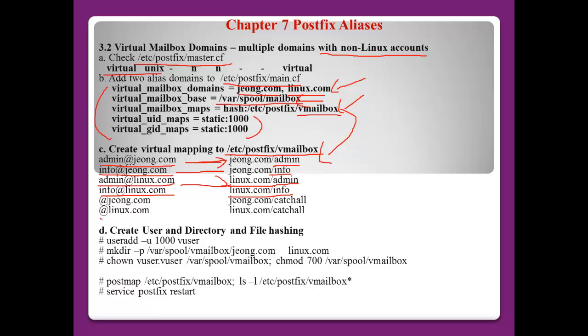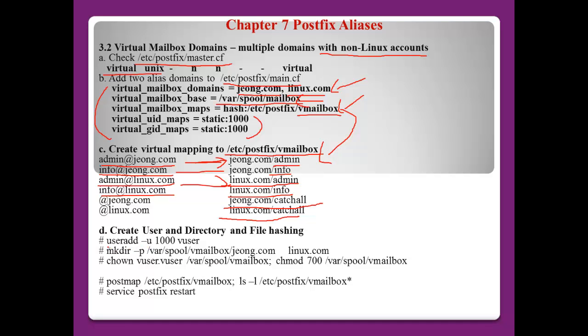And the @junk.com, @linux.com, this one is the same. Maybe if someone wants to send email to a user who is not defined in this mailbox file, then this one will be forwarded to here, junk.com/catchall, linux.com/catchall, like this. And after that, we have to create the user and the directory, and the hash file.